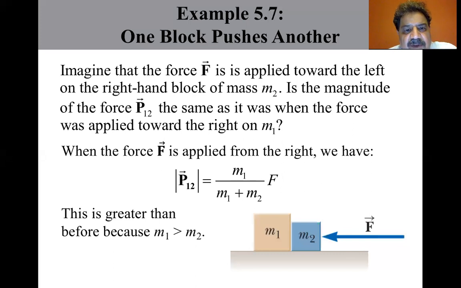It says here, when the force F is applied from the right, we have P12 equals M1 divided by M1 plus M2 times F. This is greater than before because M1 is greater than M2. To see this mathematically, you can modify the equation for the sum of the forces in the x direction to solve for P12. Again, we will take a break from this section and continue next time with more analysis model examples, just so these videos don't get too long.